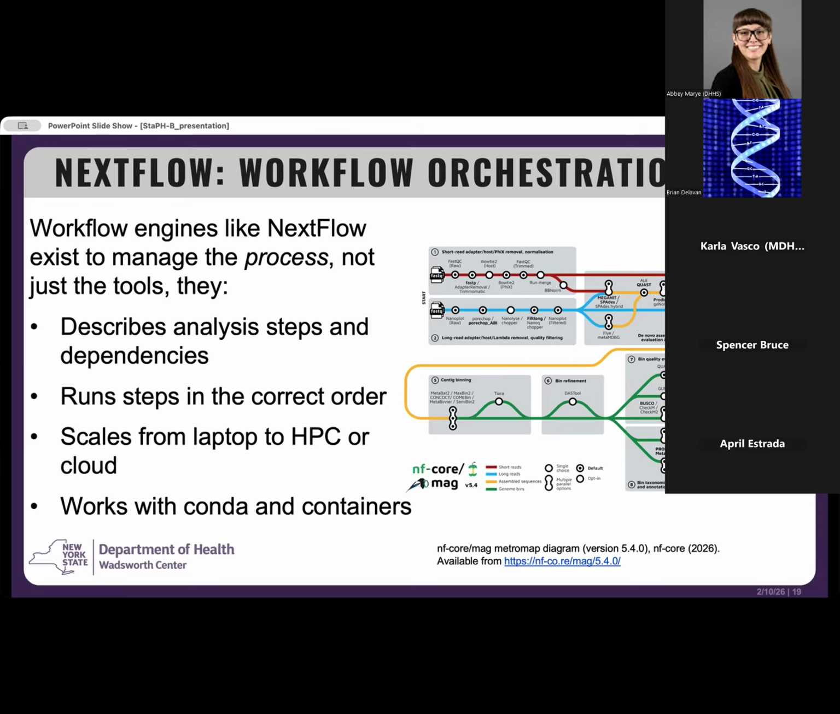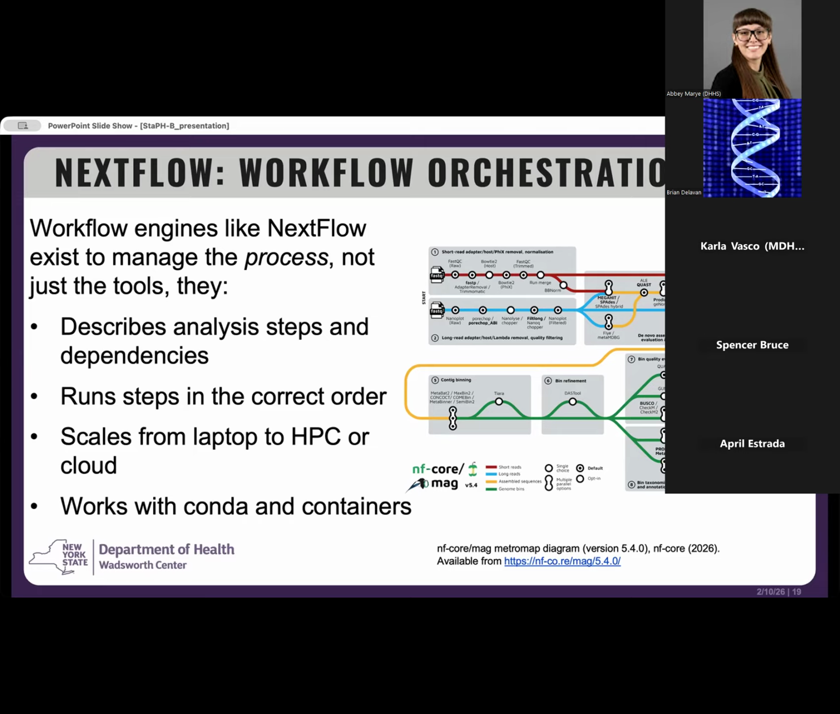Nextflow can run independent steps in parallel. It can retry failed tasks, and it can resume workflows without starting over from scratch. And those are all things, especially when we're scaling up, that are really important, or if there's something like an outbreak surge, right?